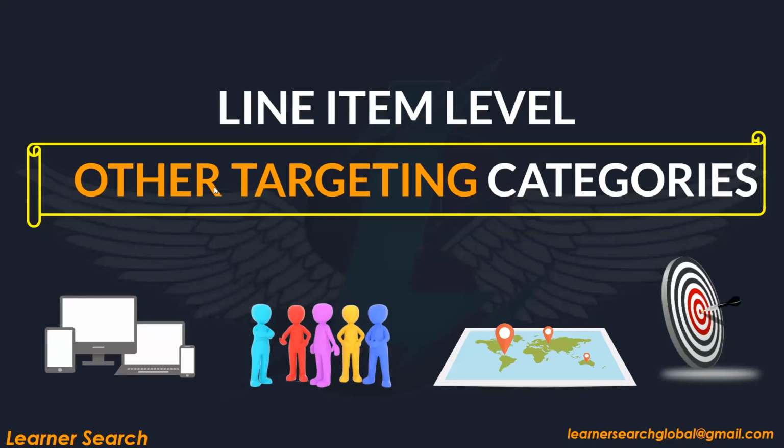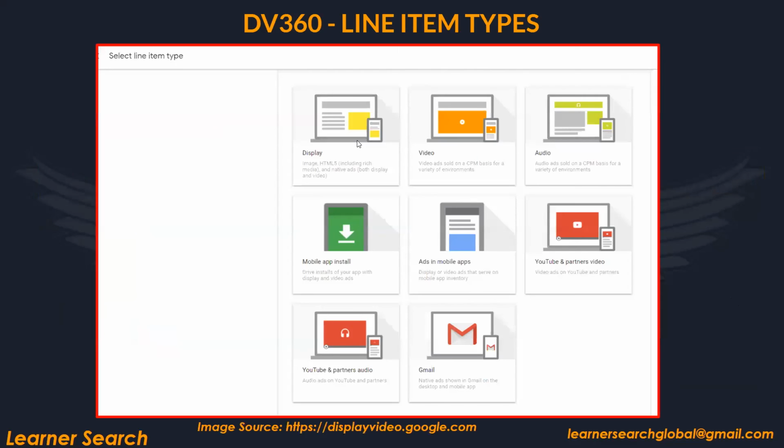Till now we have discussed inventory source targeting. Let's look at the other targeting categories. There are different line item types. Let's compare each one and understand how it differs from IO level targeting to line item level.